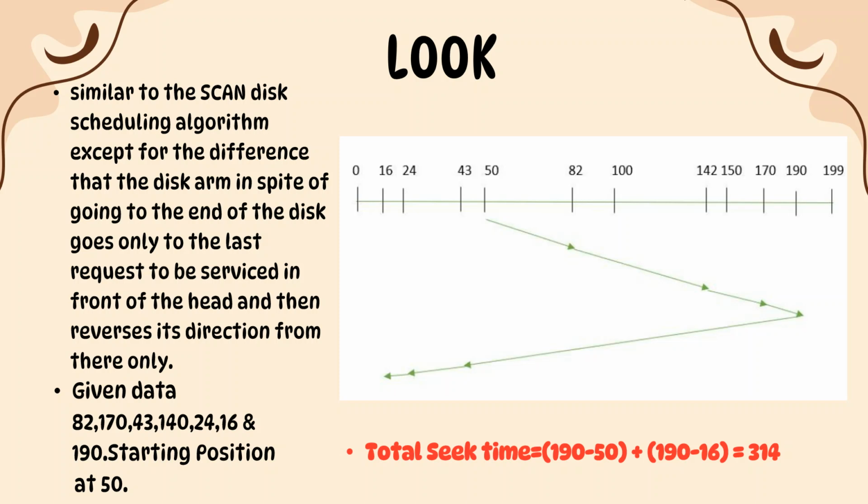From 50, the head will move to the larger value, up to 190. It will not move to 199 like scan. The advantage of look is that it reaches only the last request. Next it moves in the reverse direction up to 16. Then we calculate the total seek time: 190 minus 50 plus 190 minus 16. So the total seek time is 314.